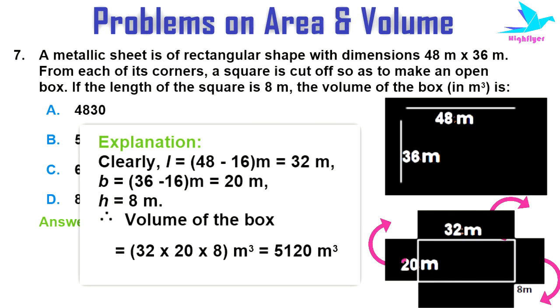Now when the four sides will be folded into a box, then the height of the box will be 8 meters. So volume will be 32 into 20 into 8 meter cube, that is equal to 5120 meter cube.